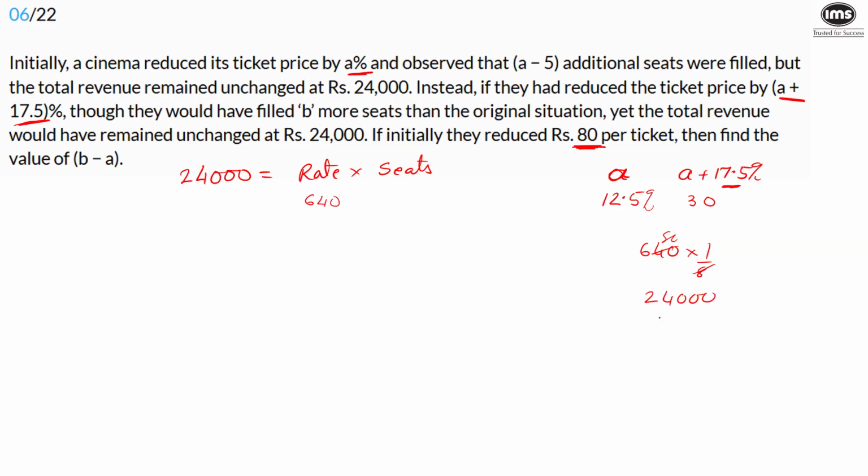24,000, we know it is 8 into 3 into 1,000. So we can divide it by 640. No, there'll be a fraction. 10 cancels here, 8 cancels here, and 8 cannot cancel. 100 cannot be cancelled by 8. So this is not a good number to try. Anything else comes to your mind?